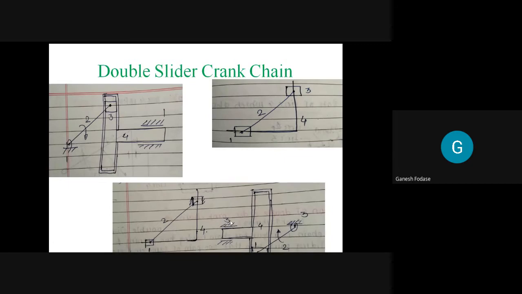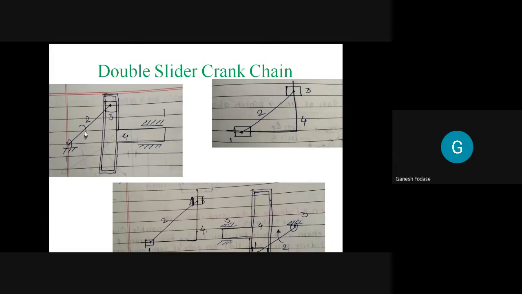In the second case, 3 is fixed. So 3 and 4 will form a prismatic pair. So 4 will slide inside a fixed link, output motion. Of course, the piston which is there, either link 3 or link 1, will reciprocate inside that link 4. So here we obtain two prismatic and two turning pairs.